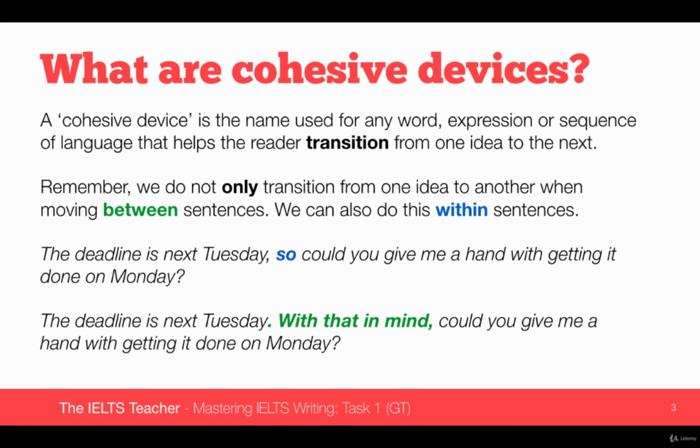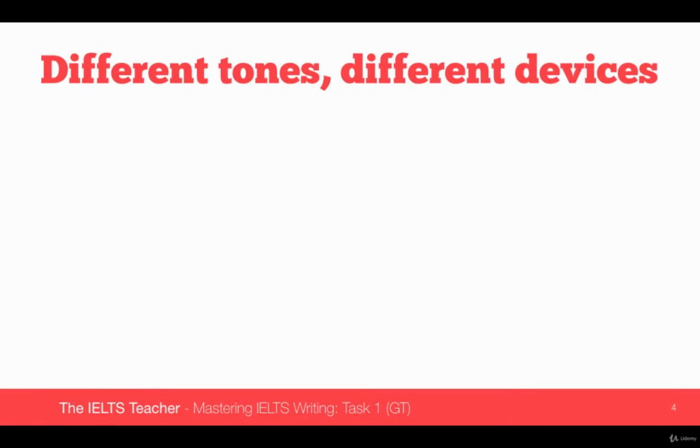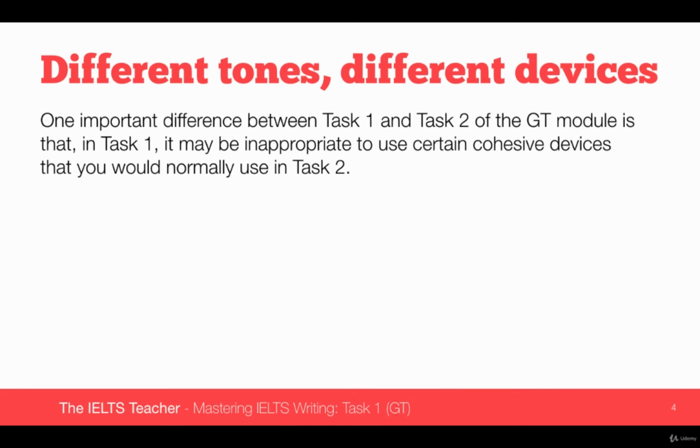Whether you use one between or within really will be context dependent and kind of dependent on your own personal style as well and how you want to write. But sometimes it will be necessary to choose one or the other, sometimes it's a matter of choice. Let's think about different tones and different cohesive devices that will be dependent on different tones. So an important difference between task 1 and task 2 of the general training module is that in task 1 it may be inappropriate to use certain cohesive devices that you would normally use in task 2.